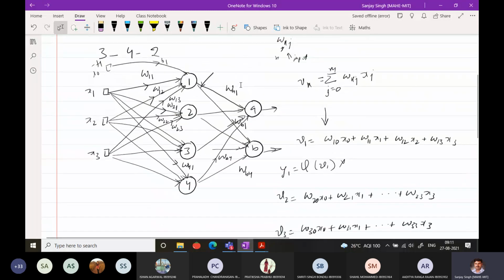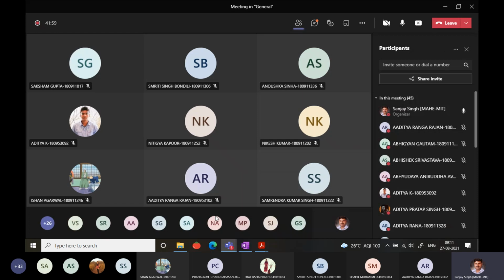Right here, now you can say what the matrix size will be. Matrix size will be 4 cross 2. Likewise, we'll be doing this with this one.